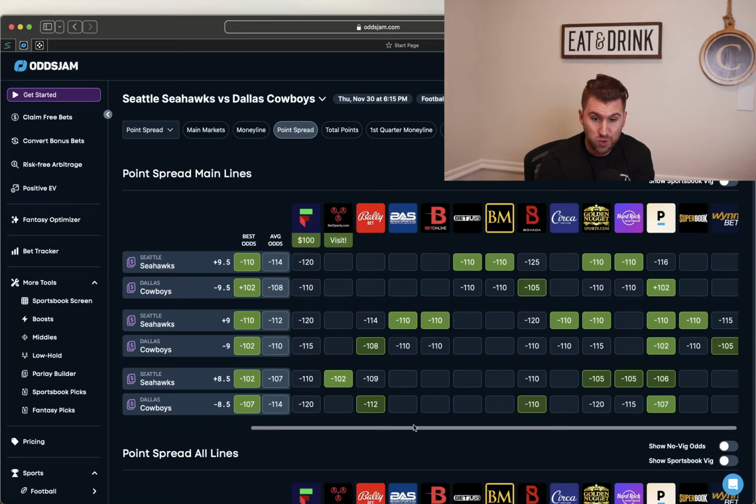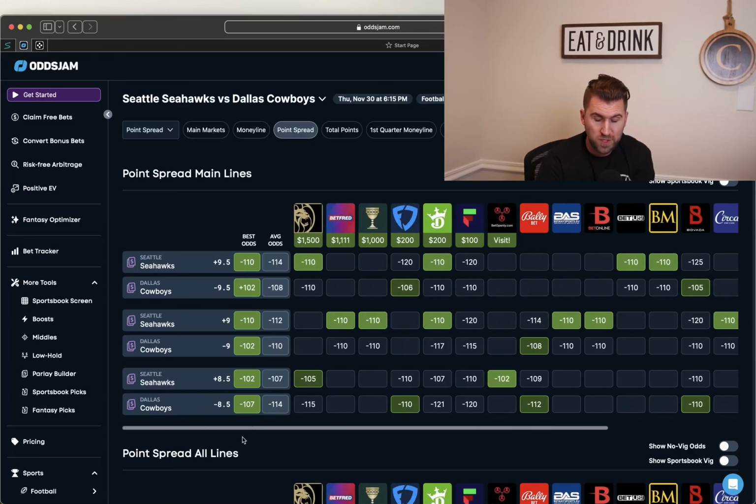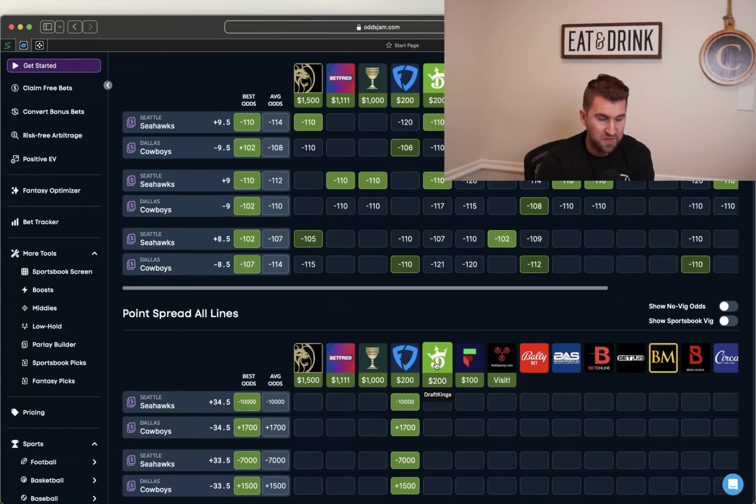Now, if we just scroll down to the alternate point spread and we look at FanDuel right here, Seahawks plus 34.5, Cowboys minus 34.5. This is 1,700 and 10,000. If you take that difference, well, it's more than 30 cents in market width, guys. It's a massive, massive width. The sportsbooks really don't know what to price this at. Hence why FanDuel is the only one that's offering odds on this particular line.